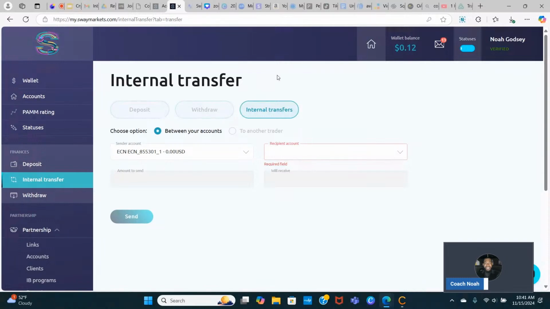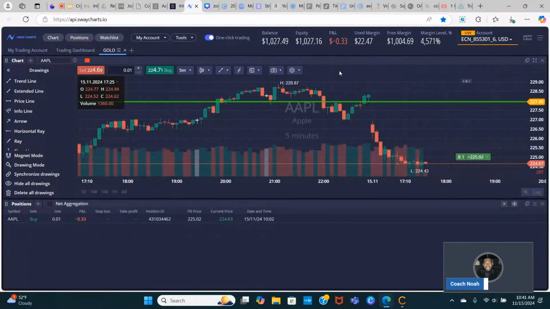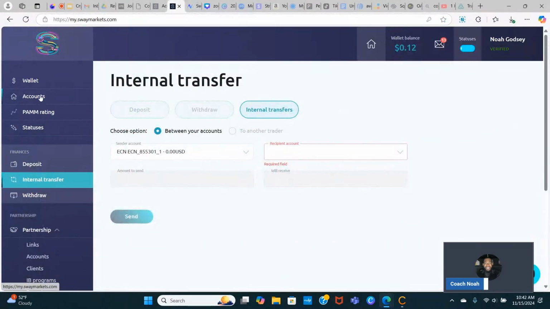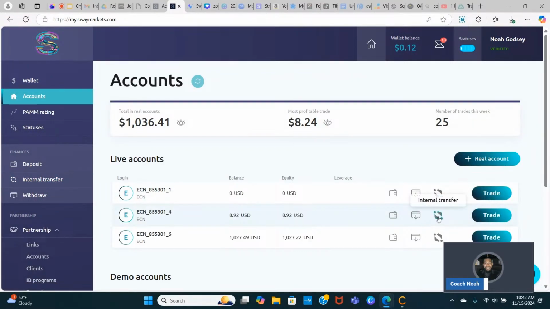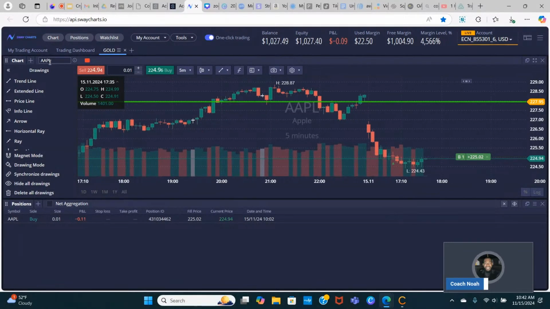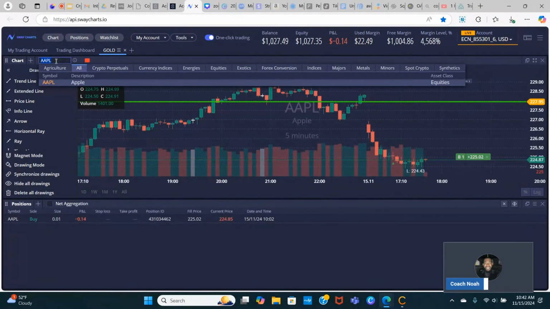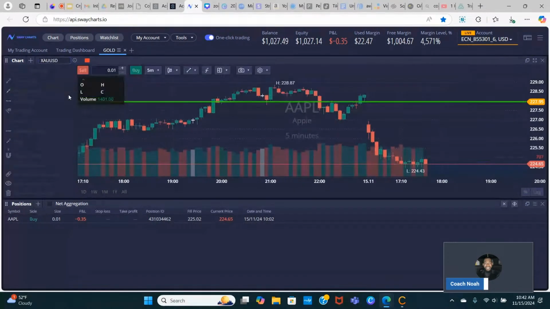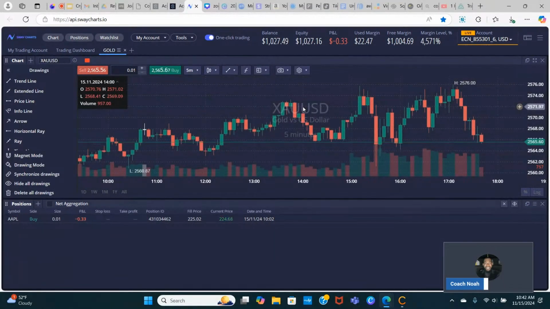Okay. All right, y'all. So now you have the money on your MT4 platform, right? So this is the MT4 platform. The way that you get to here is come to accounts, you'll go to trade, right? Click trade, and then this platform will pop up. Okay, so once you're logged in, now what we want to do is go to gold. All right, so you type in XAUUSD, right? So gold. So this is what I trade.